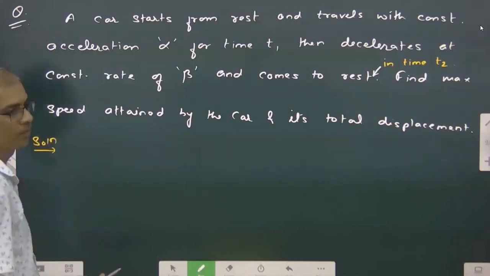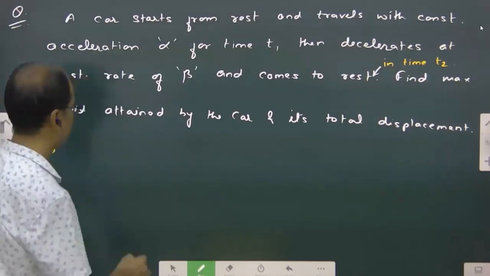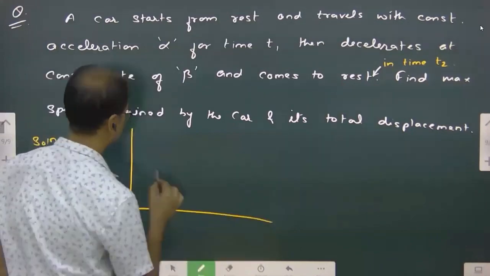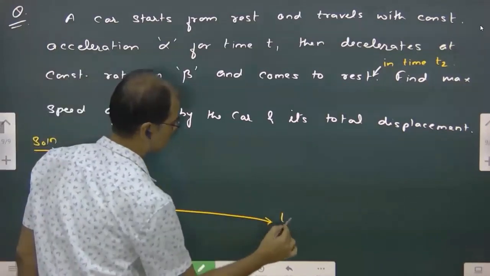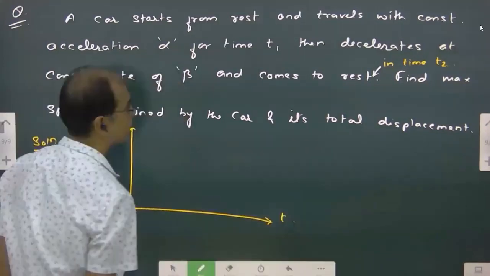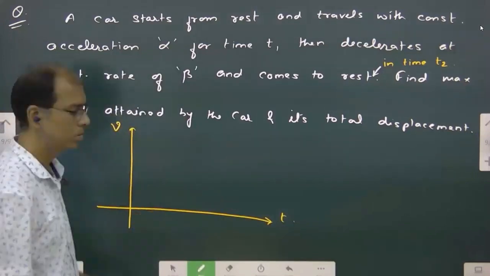Again, as we know, our favorite graph is the VT graph, so we will make the VT graph only. So here is the VT graph. The question says that it starts from rest, so at t equal to 0, speed is 0. So it will start from here.